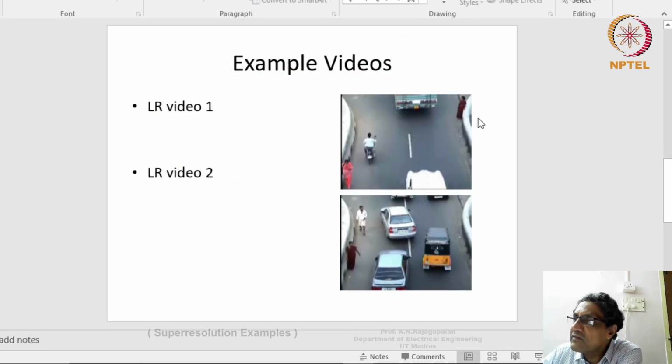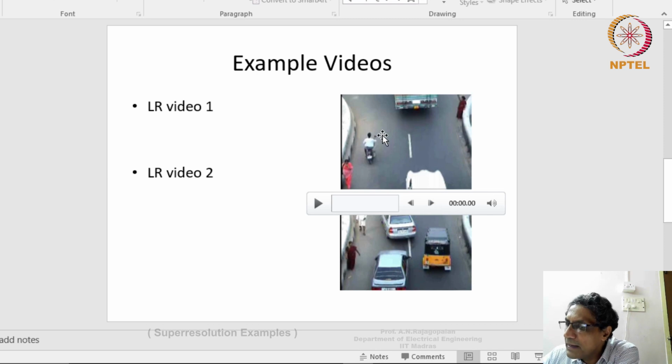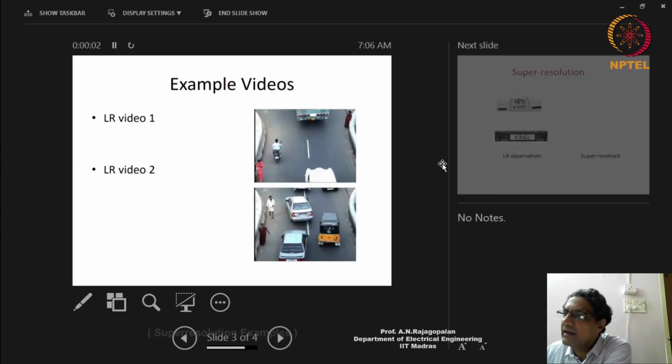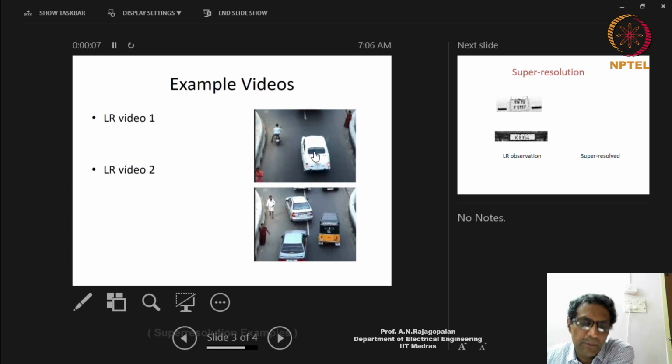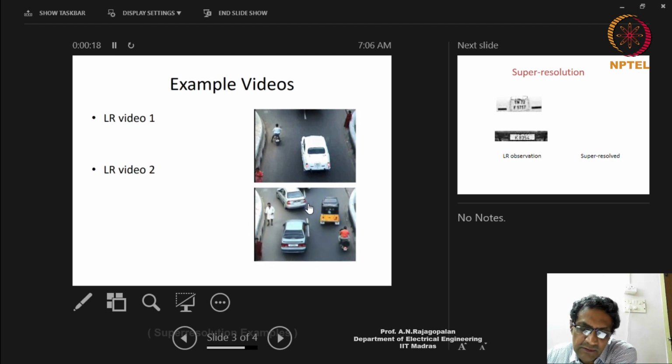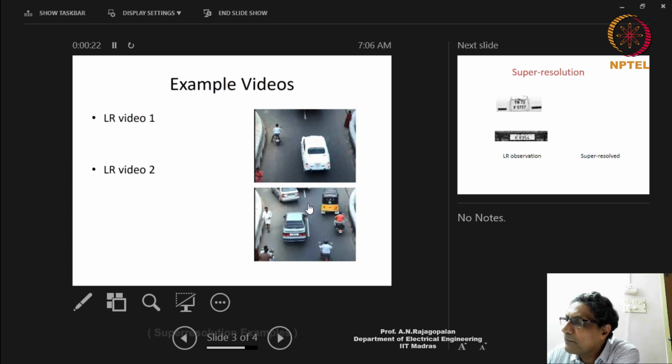Now here is one more. Here is a video that I'm going to play. Let me just play this video for you. Here what you see is really a video where you see this white Ambassador car. You want to be able to pick up the number plate of this car, and if you try to use low resolution observations, you're not able to make much out of them. Therefore, we try to apply the super resolution idea on this video. Similarly, the other one, here is this Maruti car, the blue colored car. We wanted to get its number plate.